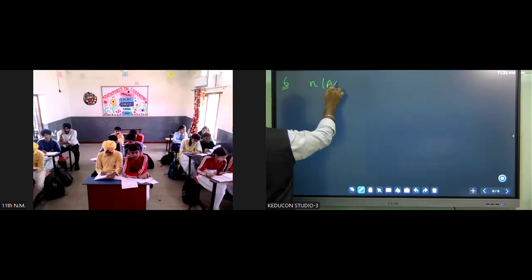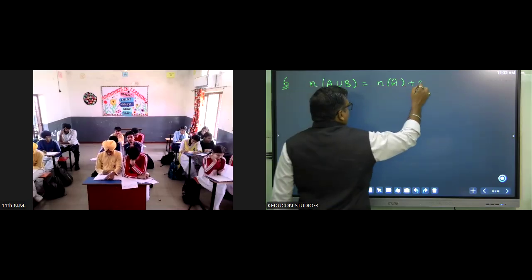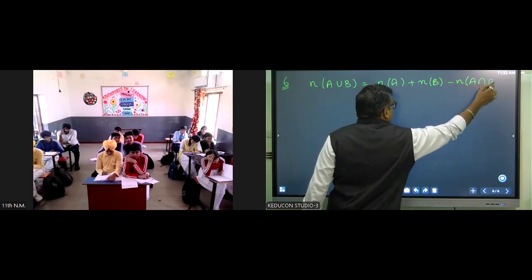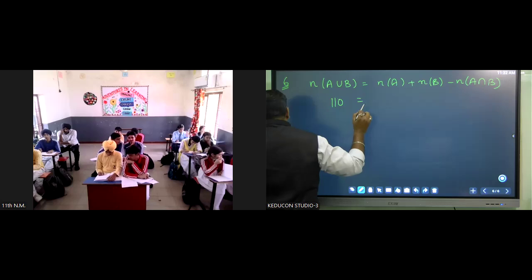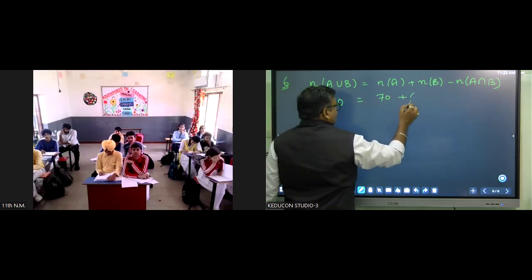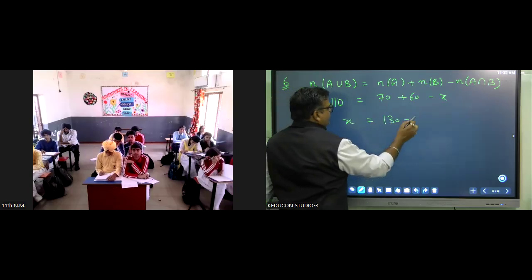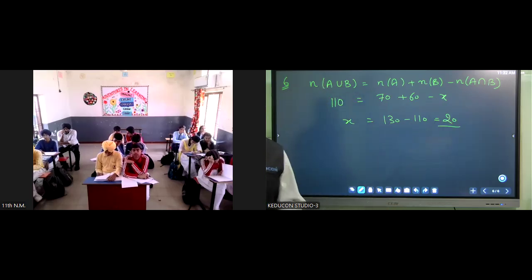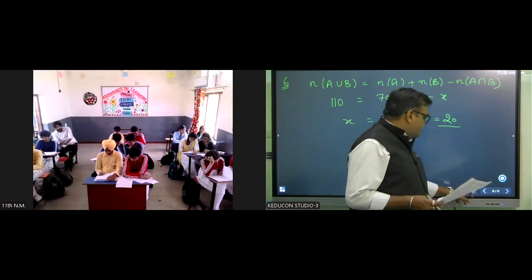N of A union B is equal to N A plus N B minus number of elements in A intersection B. This is 110 equal to 70 plus 60 minus x. Take this x on this side. 130 minus 110, that will be 20. So 20 will be the right answer. Is this clear, बच्चों? Is it clear? Yes. Now comes to the assertion reason part.